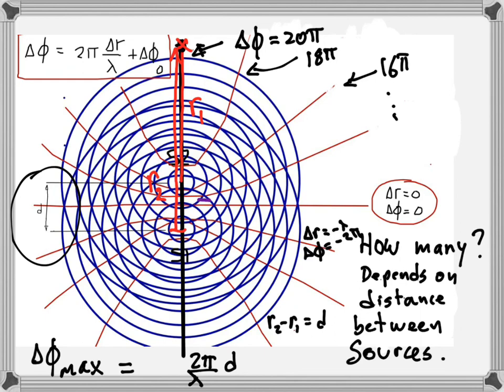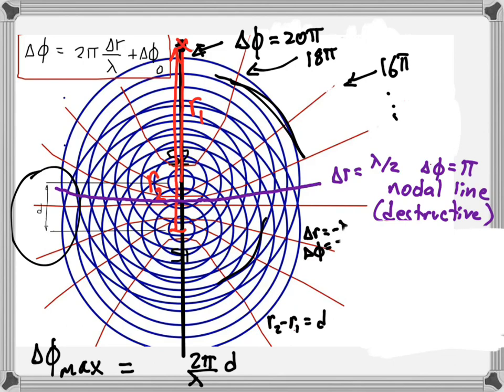Okay, so to answer that question, you calculate the maximum difference in phase, as 2 pi over lambda times the distance between the sources. And depending on how big that number is, you can tell how many antinodal lines you have between that number and 0. So that will tell you how many you have above the horizontal, and then the same number will be true for below.